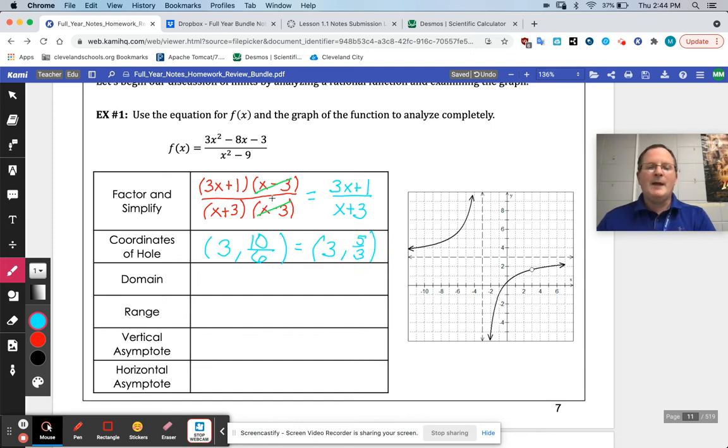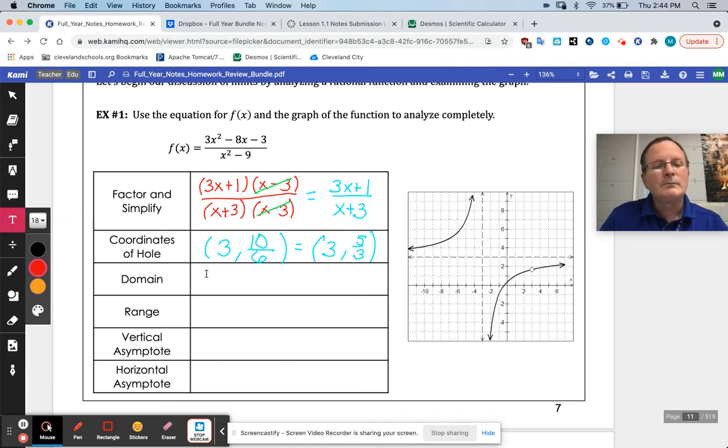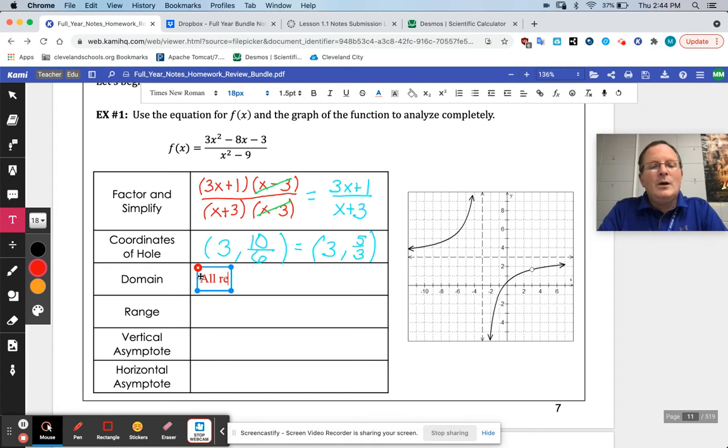Domain. All right, so domain is what x can be. Now, they used a set notation on the key. I like saying it's all real numbers except for two things. All real numbers except where this asymptote is, which happens at -3. And also, I do not have anything on the original graph right there at +3. So I think I would say, I'm going to type it, all real numbers except 3 and -3.